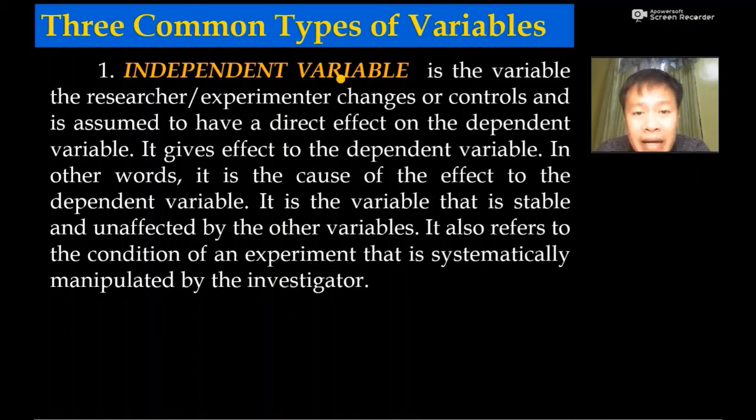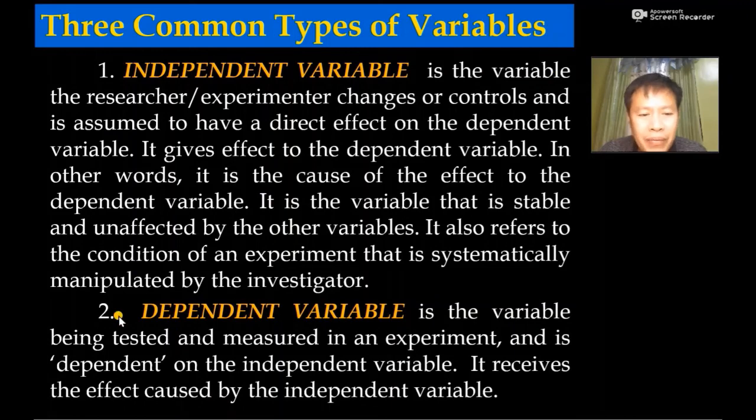This is the giver of the effect. And the variable that receives the effect of the independent variable is the dependent variable. It is the variable being tested and measured in an experiment, and it is dependent on the independent variable. It receives the effect caused by the independent variable. That is why if you're going to have the non-experimental research in which there are variables being tackled, we have the so-called cause-effect relationship. The cause is the independent variable. The one that receives the effect is the dependent variable. I am going to repeat.